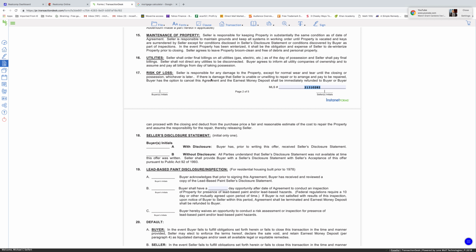Risk of loss: the seller is responsible for any damage to the property except for normal wear and tear until the closing. Again, this is page 2. They'll initial that here.